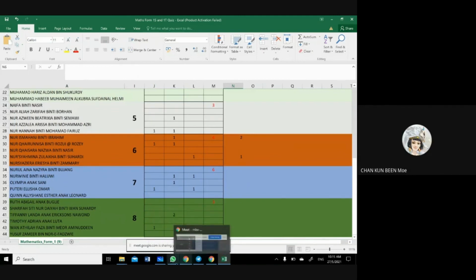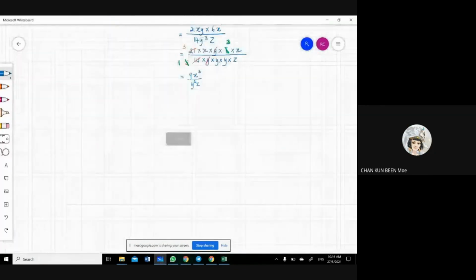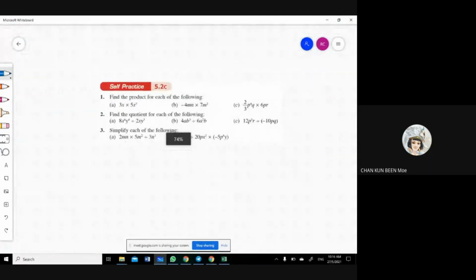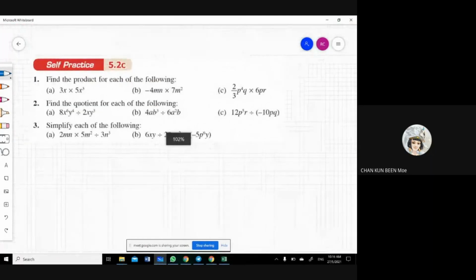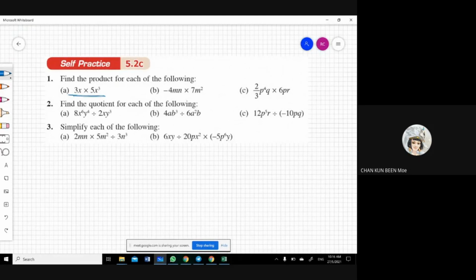Okay, let's see the quiz. Be ready. Here is the skill practice. I'll just choose any of it. You let me know the answer. So this one you have to use mine. First question, the easiest one. Find the product of each of the following. Can you tell me what is the final answer for 3x times 5x cubed?